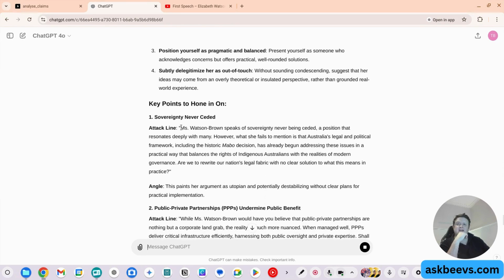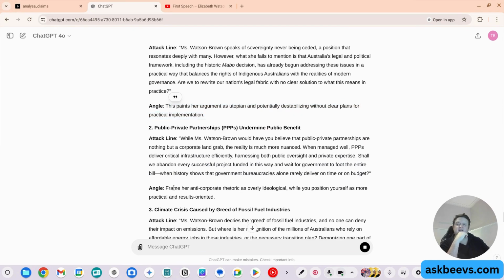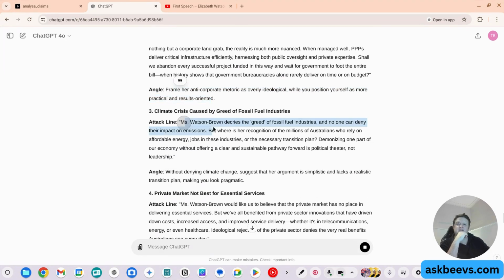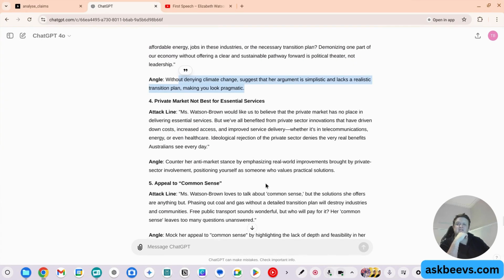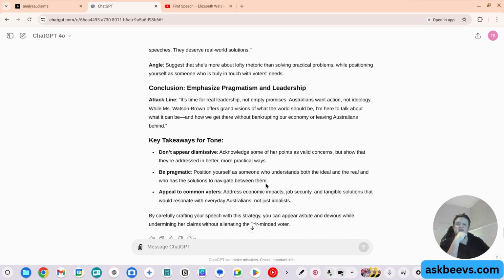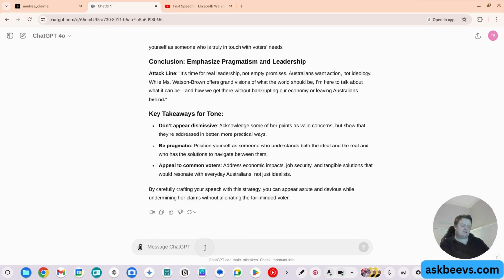So we've got attack lines, we've got the angle, attack line, the angle, the attack line, the angle. So as you can see, and I could say, please use that material to craft me a letter in opposition to her views to send to her office.